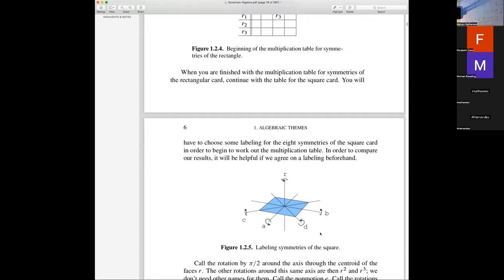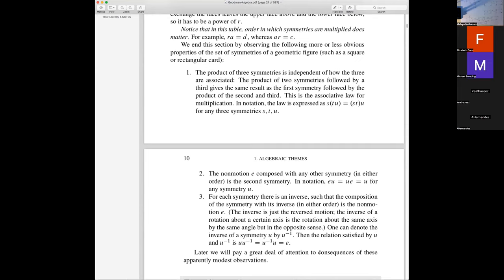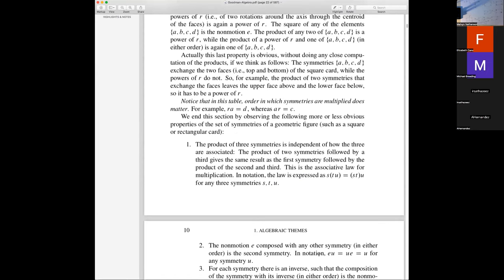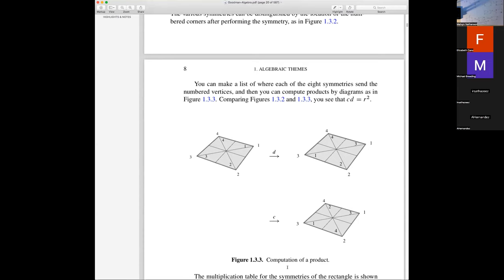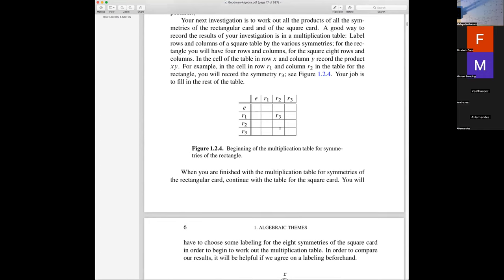And I hope, let's just go and see. Well, I was going to say, I hope it's a homework problem, but it's not, because they do it for you. But you can fill in, this is the multiplication table for symmetries of the rectangle.